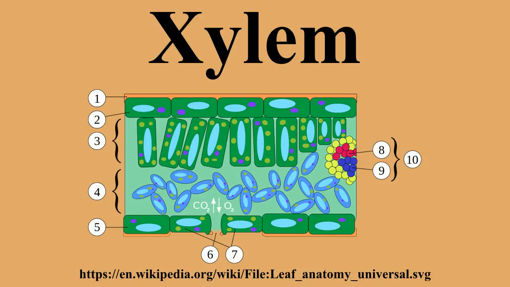Cavitation occurs when a bubble of air forms within a vessel, breaking the bonds between chains of water molecules and preventing them from pulling more water up with the cohesive tension. A trachea, once cavitated, cannot have its embolism removed and return to service. Therefore, it is well worth plants' while to avoid cavitation occurring. For this reason, pits in tracheid walls have very small diameters, to prevent air entering and allowing bubbles to nucleate.